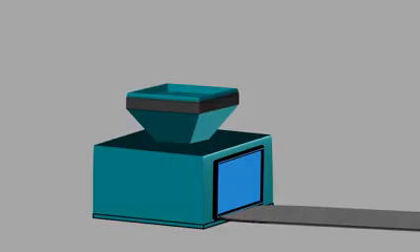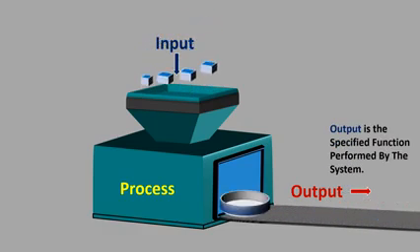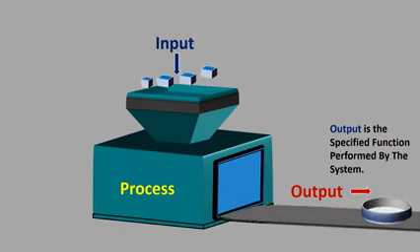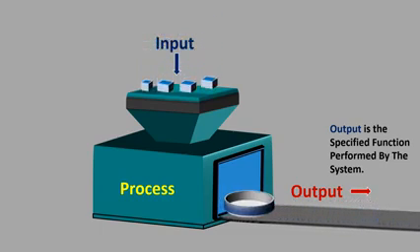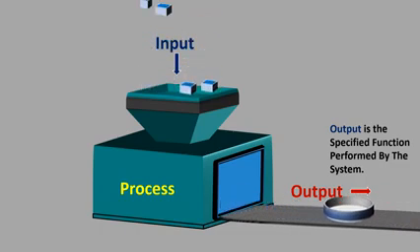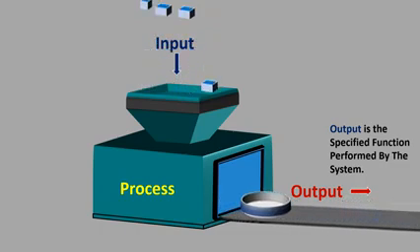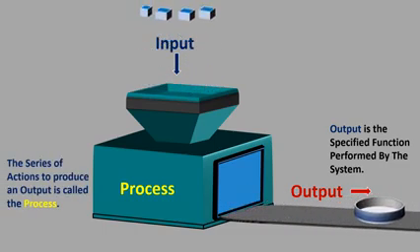A system consists of three basic elements, namely input, process, and output. The output is the specified function performed by the system. The system itself produces the output as a result of an input being supplied to it. The system changes the input using a series of mechanical or chemical operations to produce an output. This series of actions is called the process.